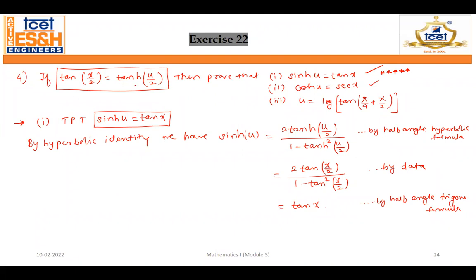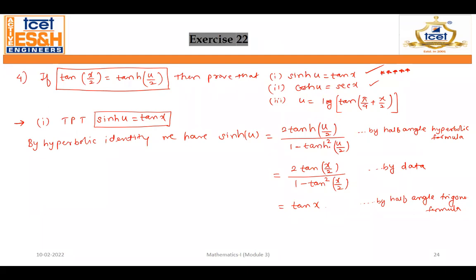That connection is by a hyperbolic identity. We know sine hyperbolic of u is 2 tan hyperbolic of u by 2 upon 1 minus tan hyperbolic square of u by 2. That is a half angle hyperbolic formula. This is the half angle hyperbolic identity.